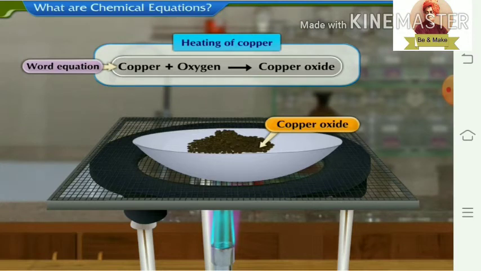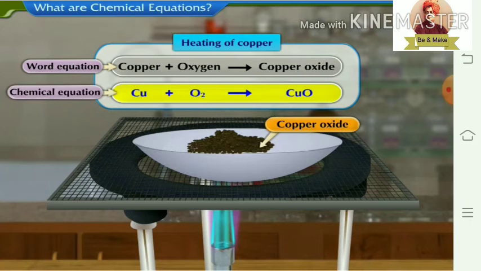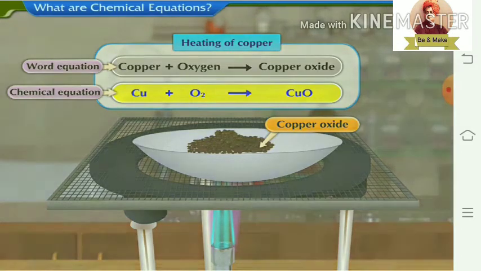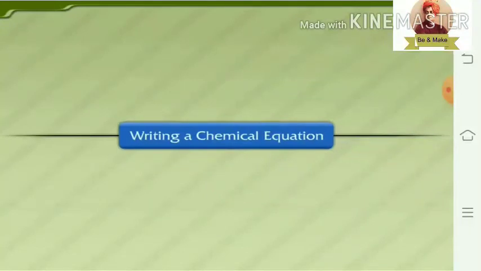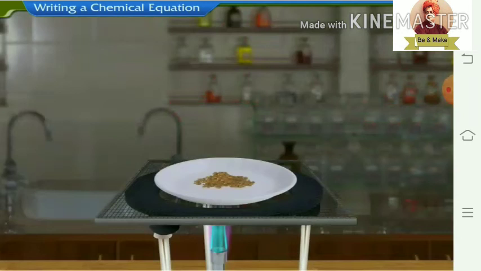This is a word equation: copper plus oxygen, with heat, gives copper oxide. Its symbolic representation is Cu plus O2 gives CuO. Thus we have converted it into a chemical equation, that is, a skeletal equation of the substances involved in the chemical reaction. Now, writing a chemical equation for any chemical change.